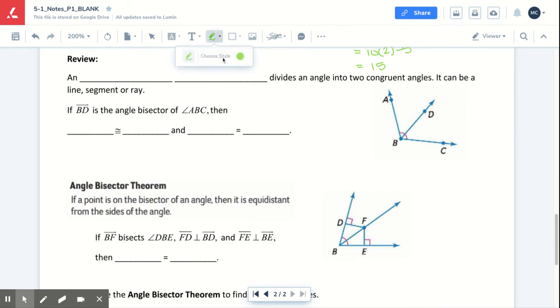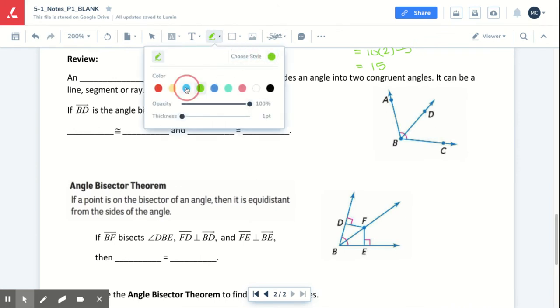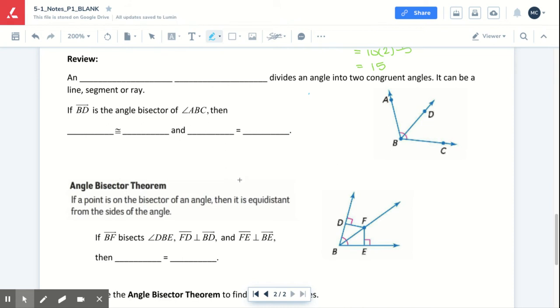Okay, for our next concept, change colors. All right, so it says, "Blank divides an angle into two congruent angles. It can be a line, a segment, or a ray." And so if you've got something that divides an angle into two congruent angles, then that would be an angle bisector.